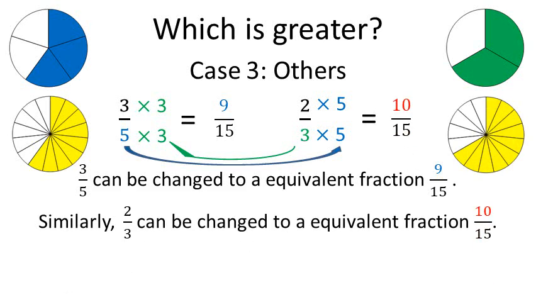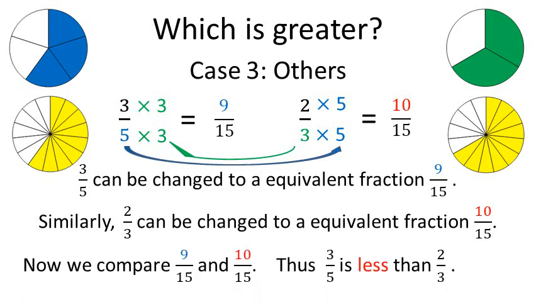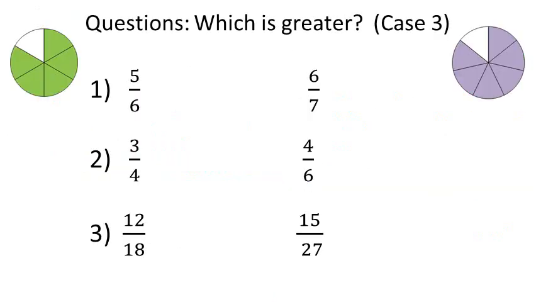Now we compare 9/15 and 10/15. Since 9 is less than 10, 9/15 is less than 10/15. So 3/5 is less than 2/3. Let's solve some questions together. Question number 1, 5/6 and 6/7.